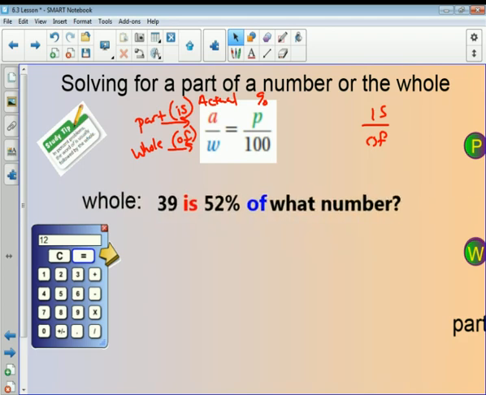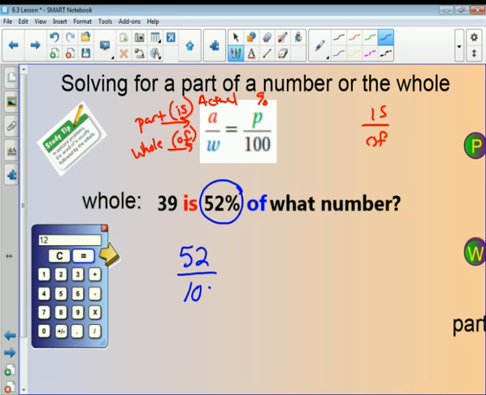Okay, here I see a percent right away. So I'm going to circle that because it's telling me right away I'm going to write that as my proportion of 52 or my fraction over 100. Okay, now I can focus on some of the wording.